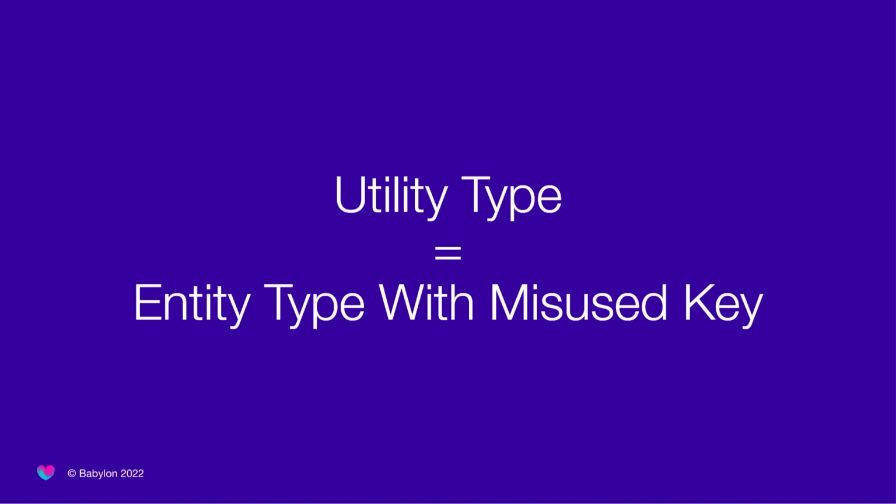So based on what we've seen, one thing we come to realize is that localized string is not actually an entity type. We don't know what to call this in Babylon, but the name we've used so far is utility types. Basically, for us, a utility type is an entity type, but where we misuse the key. Instead of using it to provide a key, we use it to provide arbitrary JSON config.